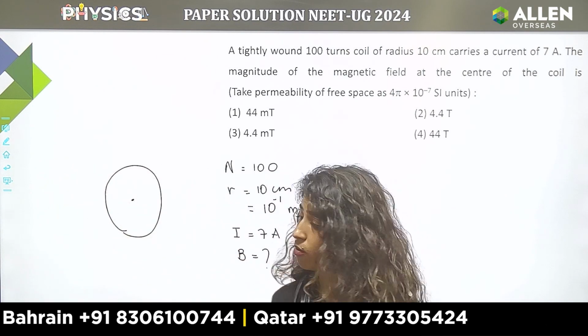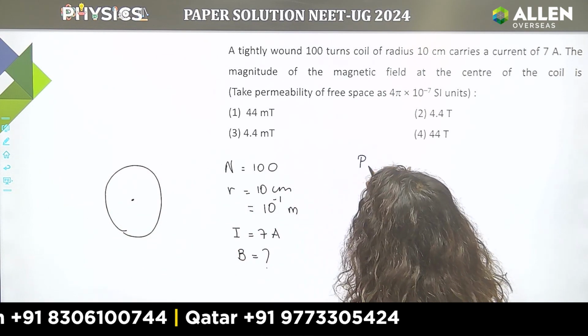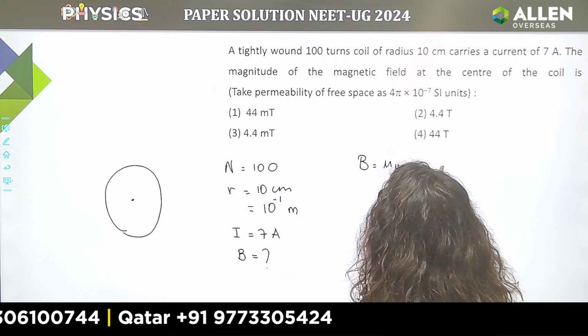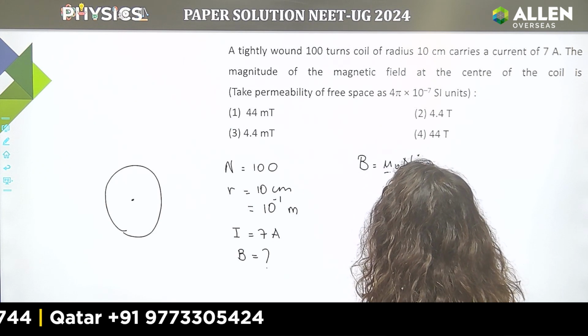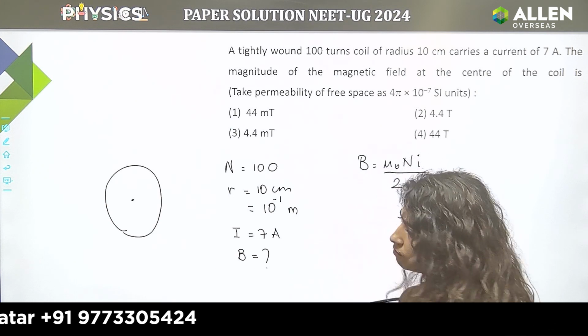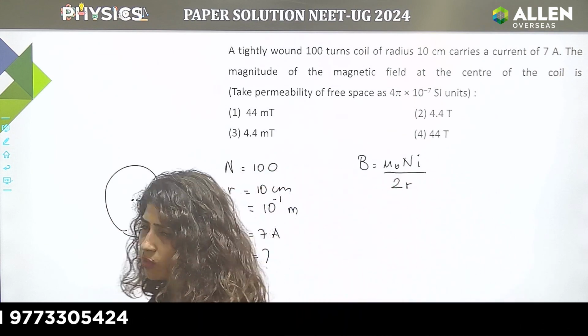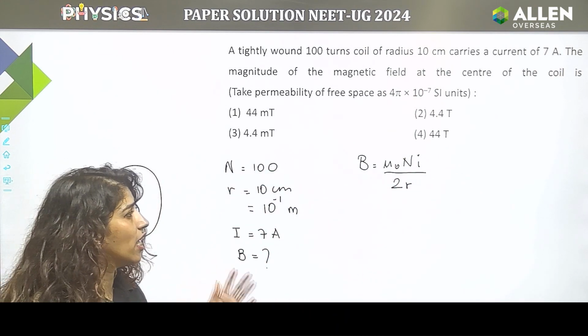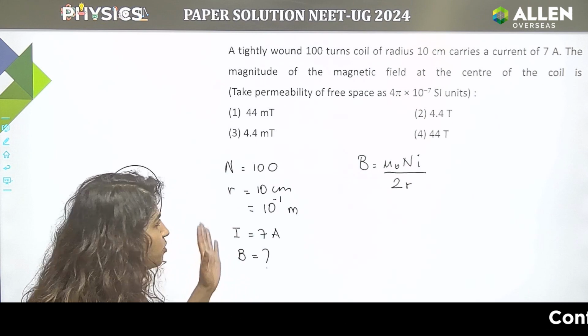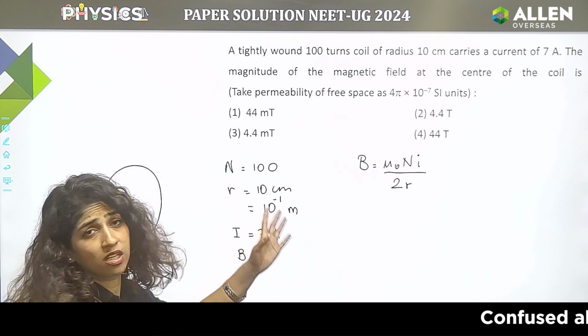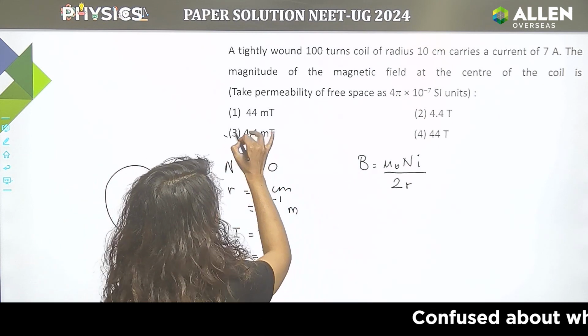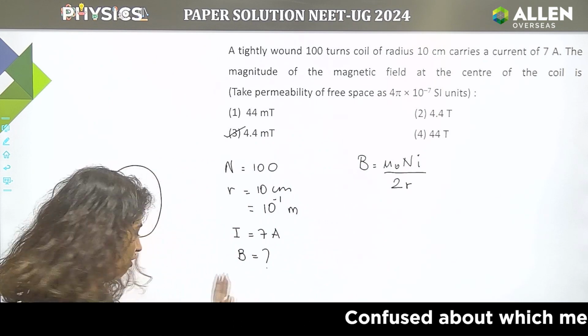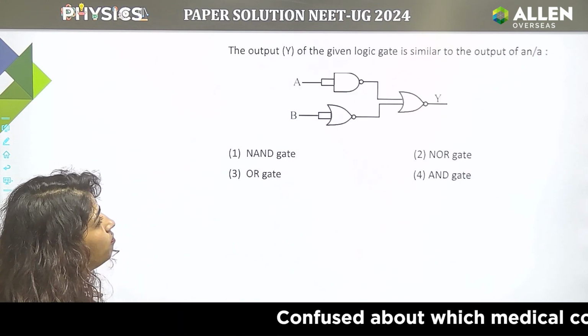The formula for magnetic induction at the center is B is equal to mu naught N i upon 2R. Very simple formula, direct formula. B is equal to mu naught N i upon 2R. Just substituting all the values, you will get the answer as 4.4 millitesla. Everyone should be able to get it till here.